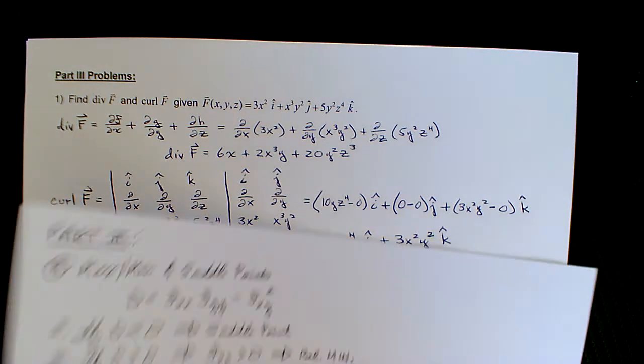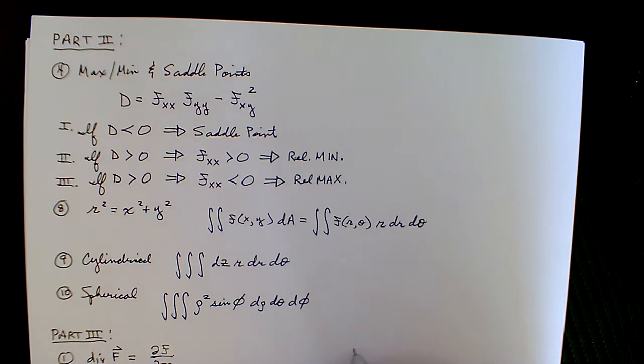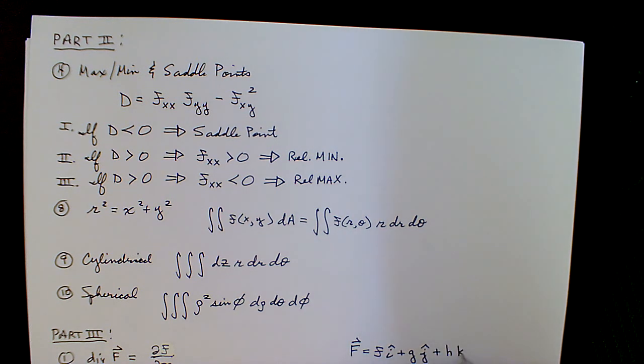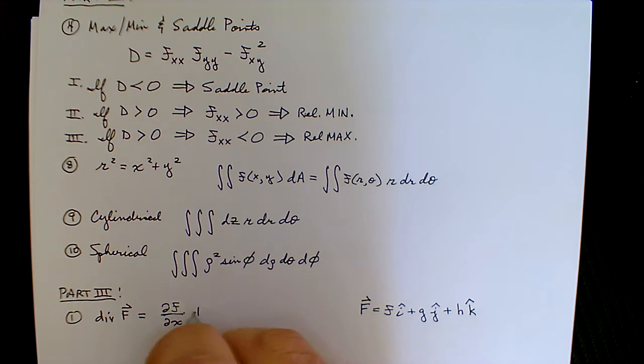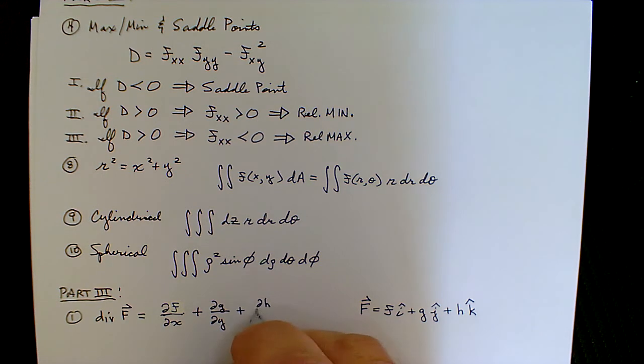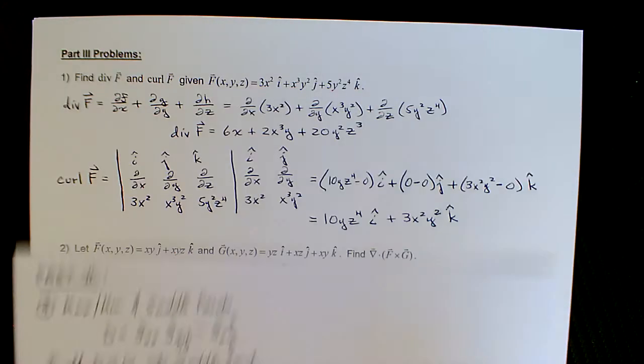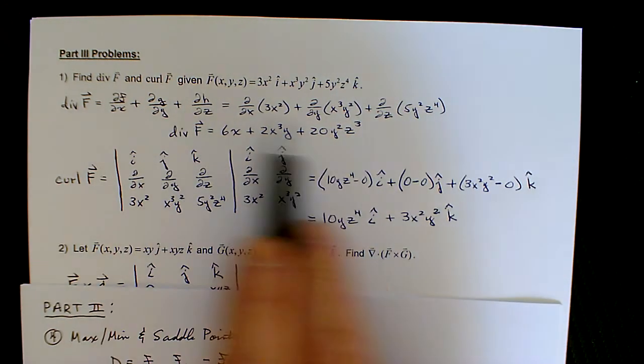So let me write the formula out here. This is given that the function f is fi plus gj plus hk, and it's the partial of f with respect to x plus the partial of g with respect to y plus the partial of h with respect to z. So that's our formula for the divergence. So you can see that applied here.